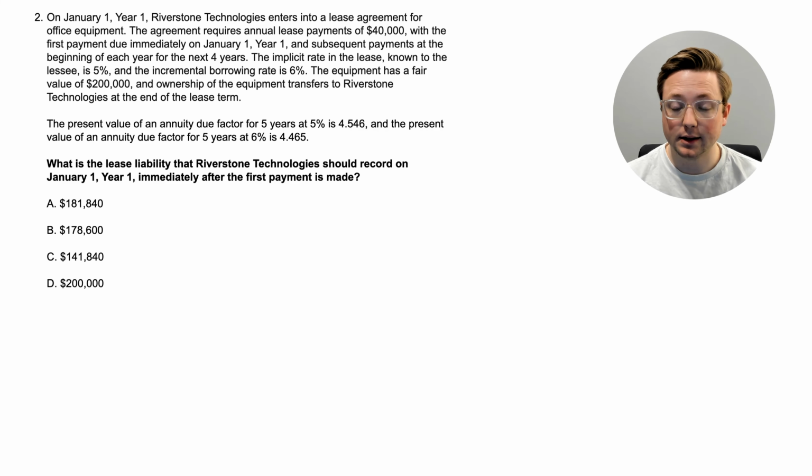The implicit rate in the lease, known to the lessee, is 5%, and the incremental borrowing rate is 6%. The equipment has a fair value of $200,000, and ownership of the equipment transfers to Riverstone Technologies at the end of the lease term. The present value of an annuity due factor for 5 years at 5% is 4.546, and the present value of an annuity due factor for 5 years at 6% is 4.465. So again, with all that information, we have to figure out what the lease liability is on January 1st, right after they make the first payment.